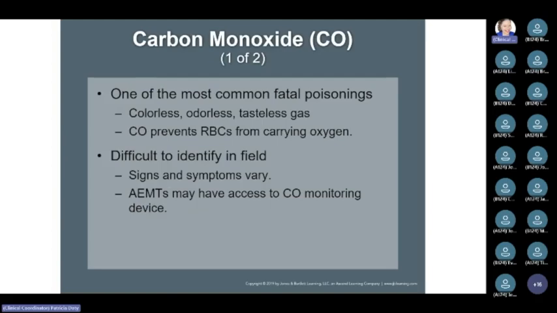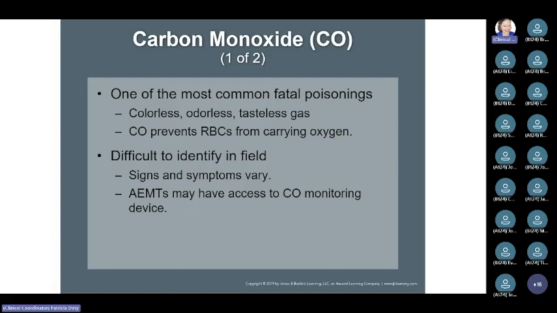So CO, the most fatal poisonings. Of course, we understand what that is. CO prevents RBCs from carrying oxygen. It has a 16-times affinity to it, as a matter of fact. It's really difficult to see it in the field or to be like, oh, that's what that is, because you can't smell it, obviously.